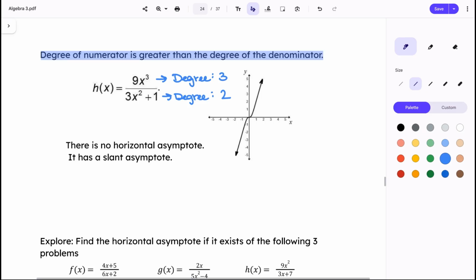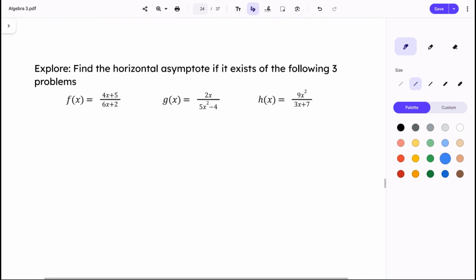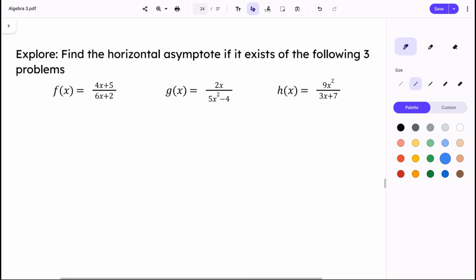There's something called a slant asymptote when this case shows up. We will talk about that and how to find it, but we're going to save that for a little bit later. But we will talk about the slant asymptotes, how you find them, how you graph them. All right, so down below, there's 3 problems here, exploring those 3 different options that we just talked about.